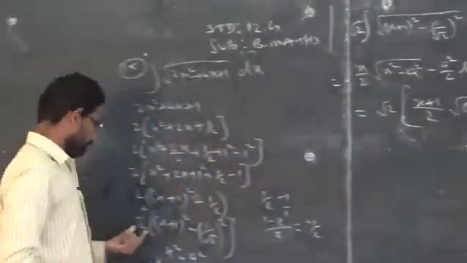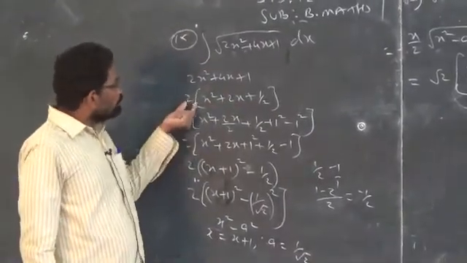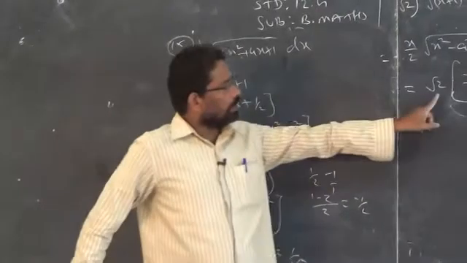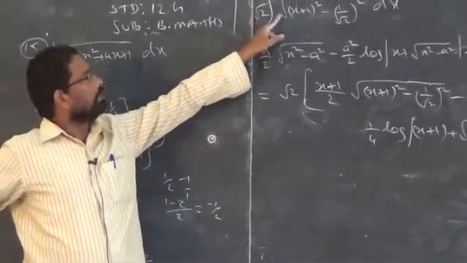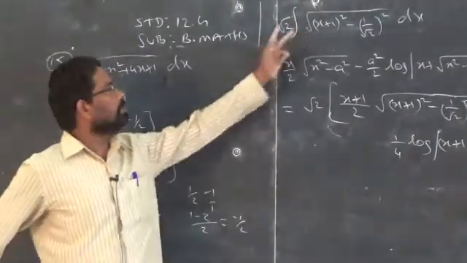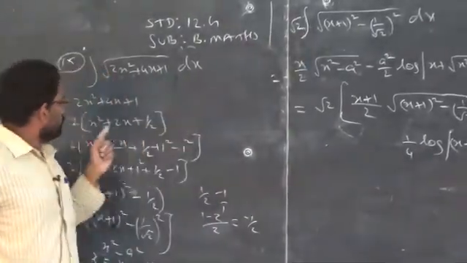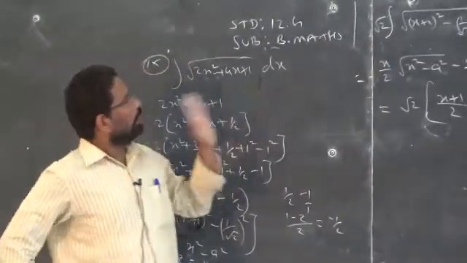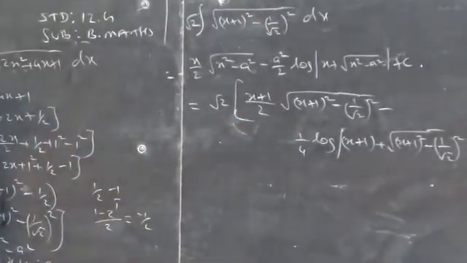Be careful. This 2 is outside of the bracket, but this 2 is also inside the square root. That's why I got root 2. When you take 2 outside the integrand, if it is inside the square root, it becomes root 2. Clear? If it is 4 then square root of 4 is 2, but what is given? 2 only we take outside, therefore you have to write root 2 into that formula. Then after that you can simplify, you will get the answer.